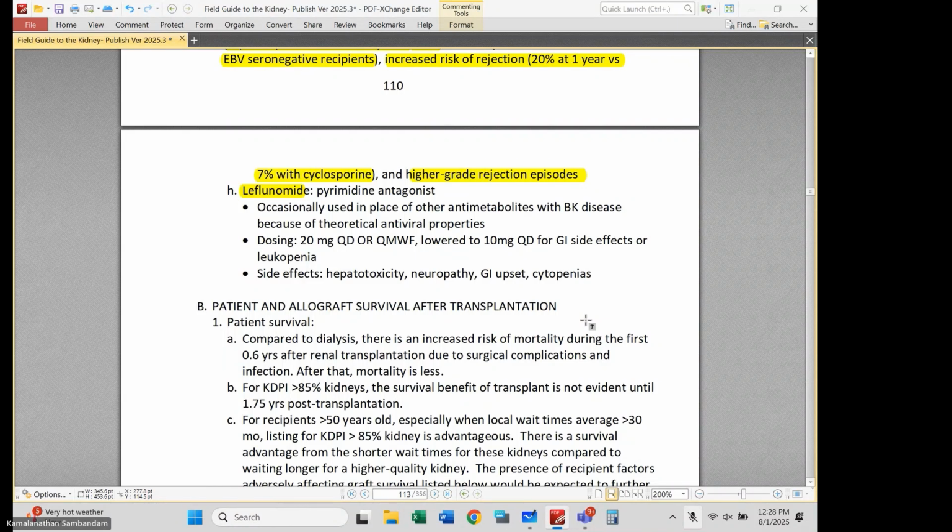Briefly, leflunomide is used very rarely in an immunosuppressive regimen. It used to have more enthusiasm when you developed BK nephropathy in somebody who also had a risk of rejection or prior rejection. Okay, it's sort of a way to have your cake and eat it too, theoretically, because leflunomide is an antagonist of DNA and all.